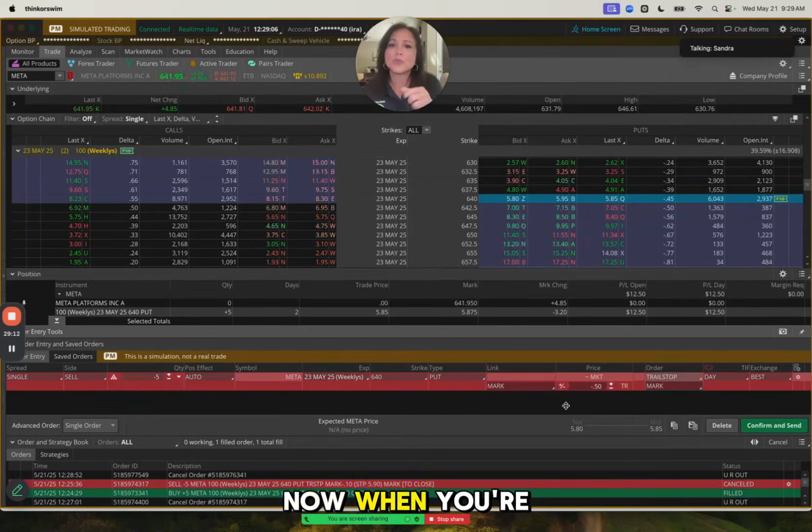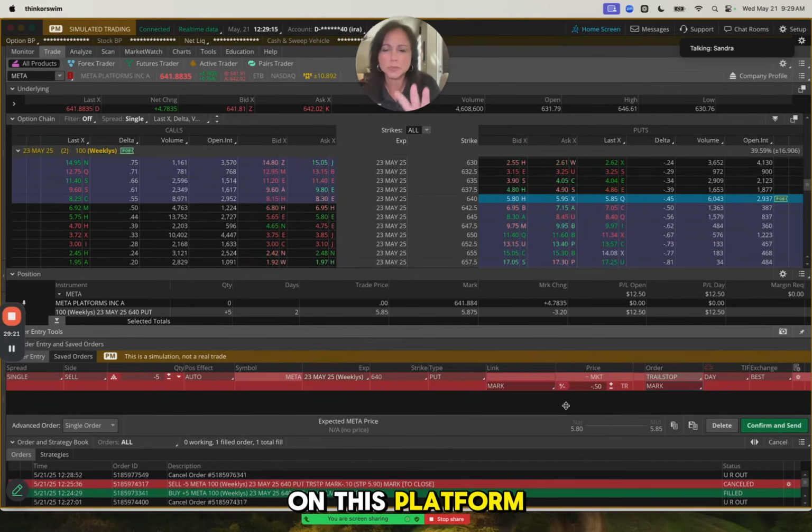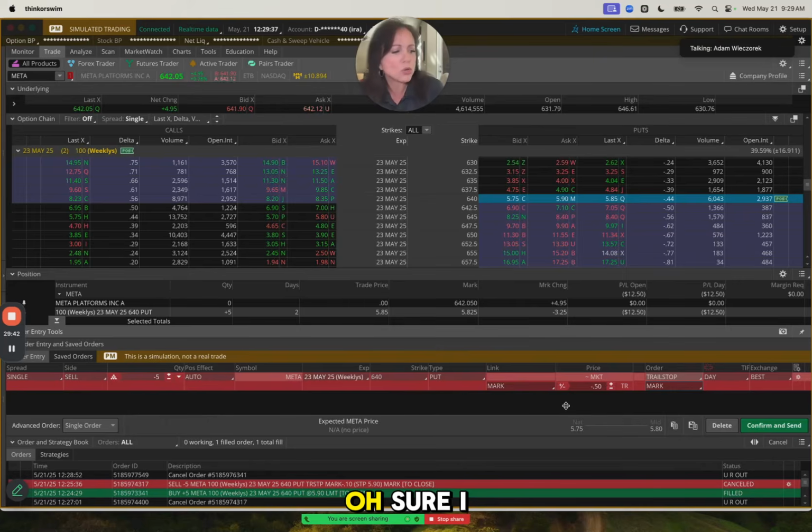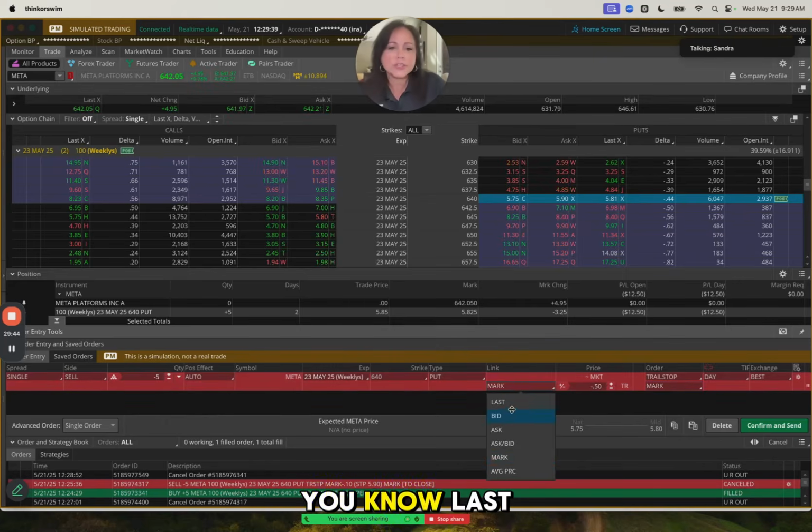Now, when you're doing an OCO and you're doing it all at once, you're going to see where it says trigger there. On any stop on this platform with ThinkorSwim, trail stop, limit stop, just a stop, it's all market. So you're going to be getting out at the market price on any type of stop that you automate. Got it. Okay. I wonder if I didn't fiddle, because you can fiddle around with that, right? Oh, sure. I might have done that. Yeah, last, bid. You can do all of this, and I don't think it's going to make much difference. Trail stop is always a market.